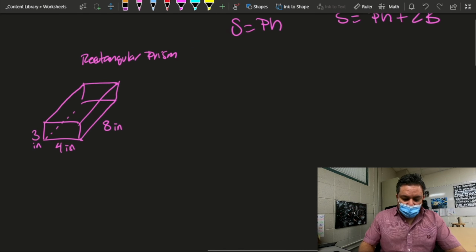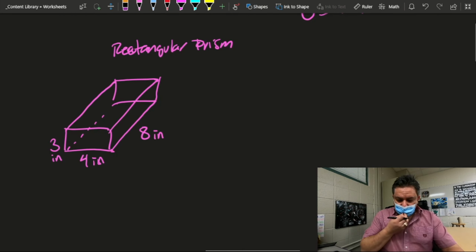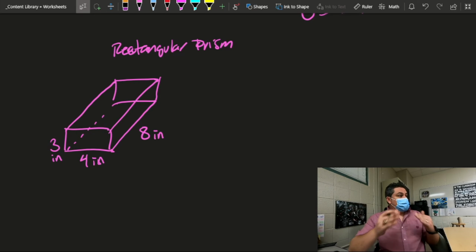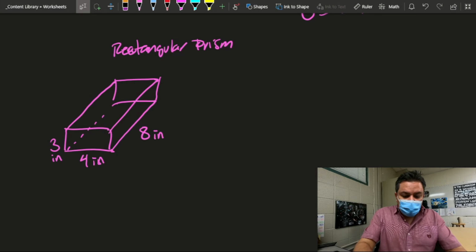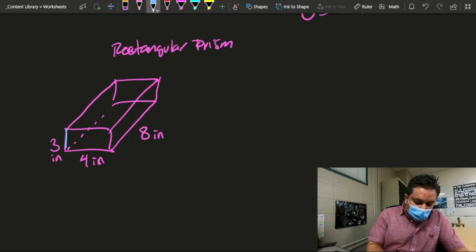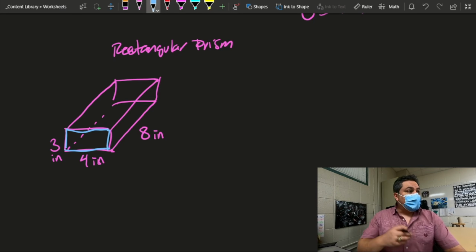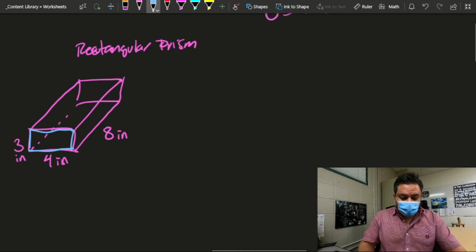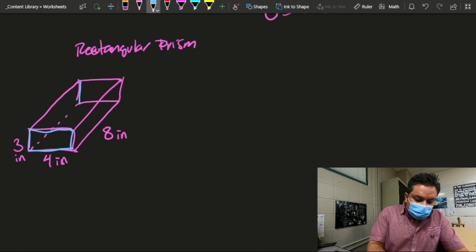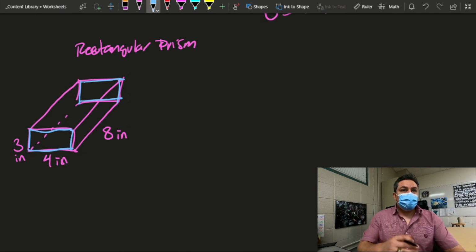So let's look at this right here. The first thing that I want you to do, because if we can see it, it's going to be easier, is identify the base. So in this case, my base is going to be this rectangle right here. And what I'm going to do with this, I'm going to draw this rectangle on the side and put the measures that go with it. So I'm going to draw this, and if that's my base, the other one is going to be right here. I can clearly see that those 2 are my bases because those are the only 2 that are the same.